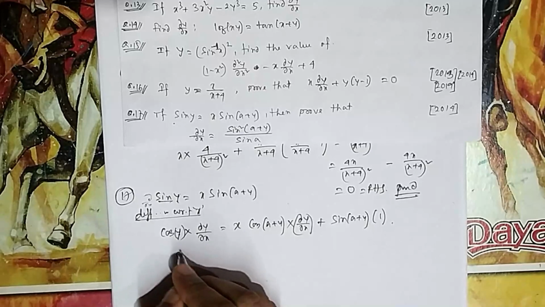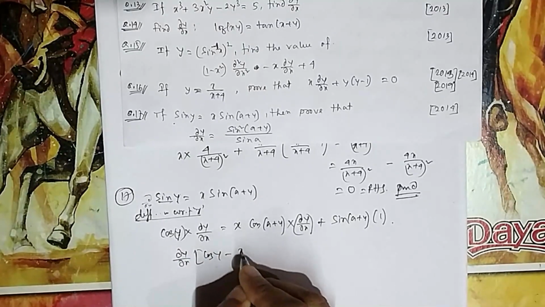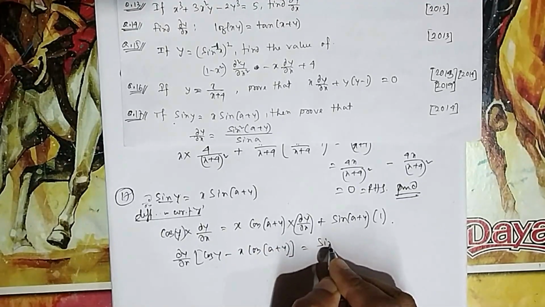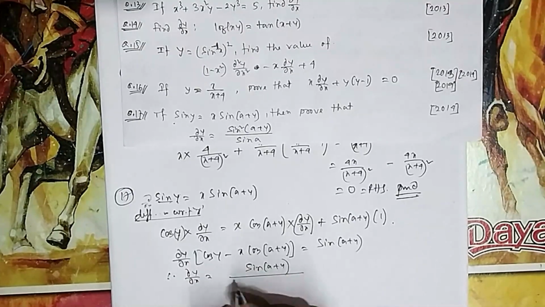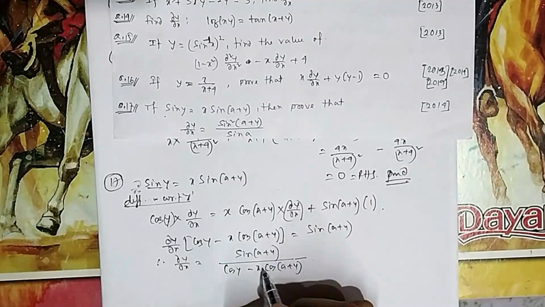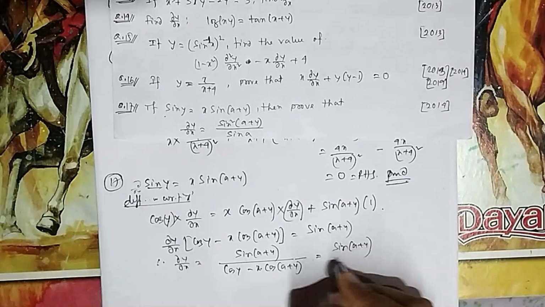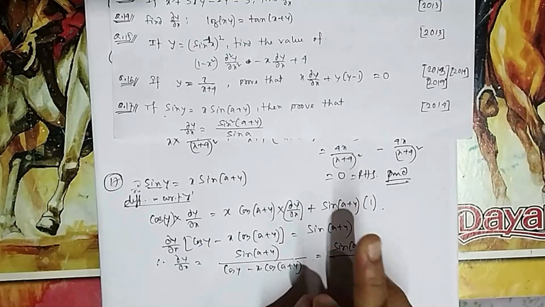So you keep all dy/dx in one side, so it will be cos y minus x cos(a plus y) is equal to sin(a plus y). Therefore dy/dx is equal to sin(a plus y) divided by cos y minus x cos(a plus y). So here you can see in this proof no x is there, so you eliminate x. Because it is proof, you have to complete it, otherwise if they ask you to find dy/dx, then this is your answer, no problem, you can keep it as an answer.